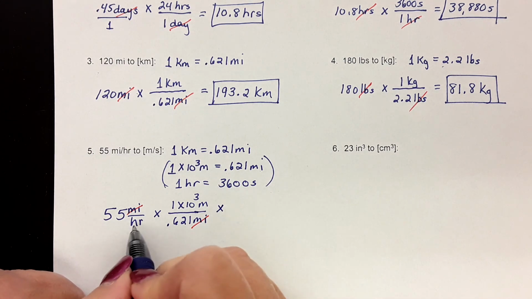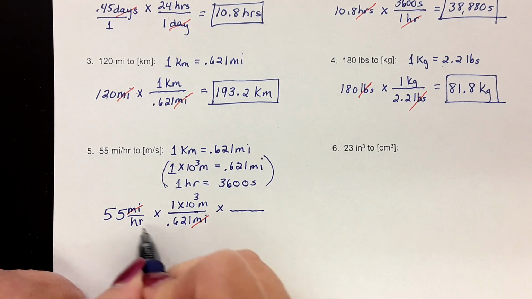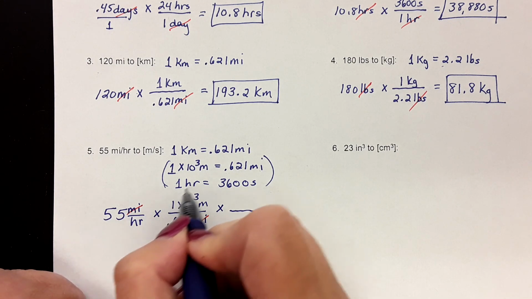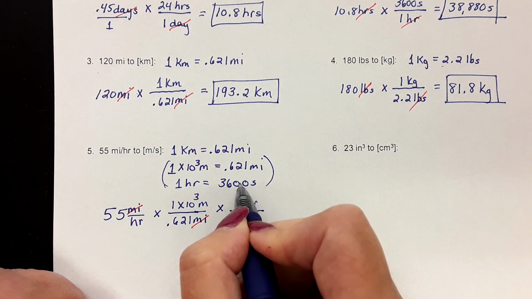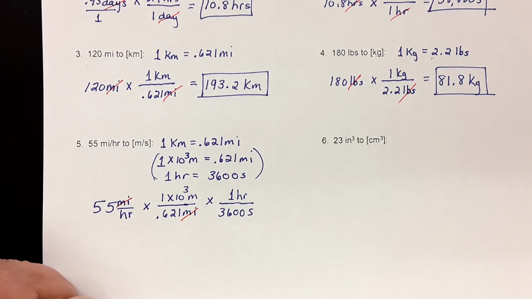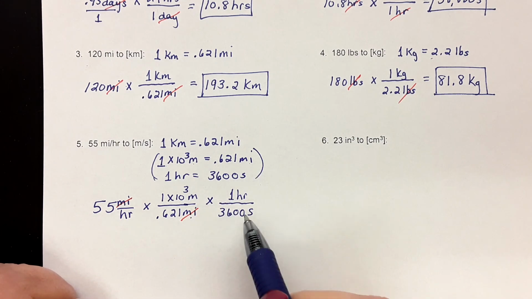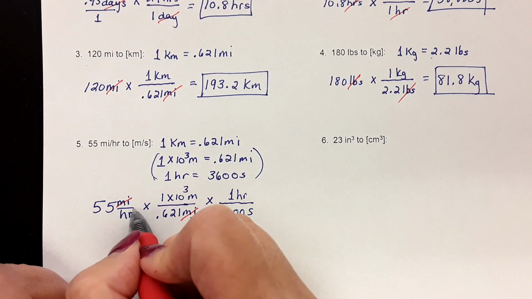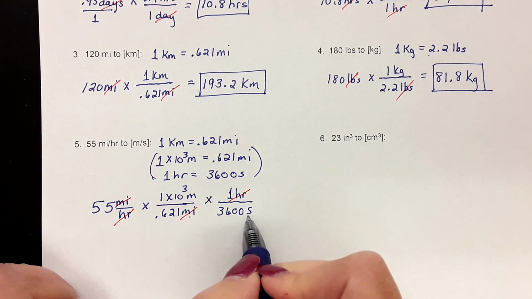But we also need to convert the hours to seconds. So I need a second conversion factor. All right? So I want the hours to cancel. It's on the bottom here, so I have to put the 1 hour on the top here. And then the 3,600 seconds goes on the bottom. Okay? So I've got meters to miles, and I've got hours to seconds. And the units will all cancel except for the meters on top and the seconds on bottom.